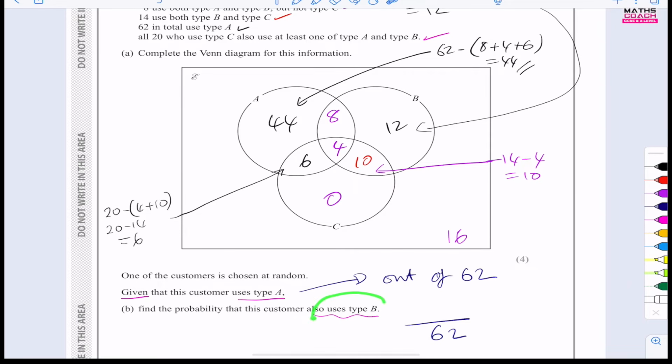And also they use B. So if they're in here and they also use B, well, that's going to be this 8 and the 4, because that's the B circle. All right, so we're going to do the 8 plus the 4 as well. And that's going to be 12 out of 62.